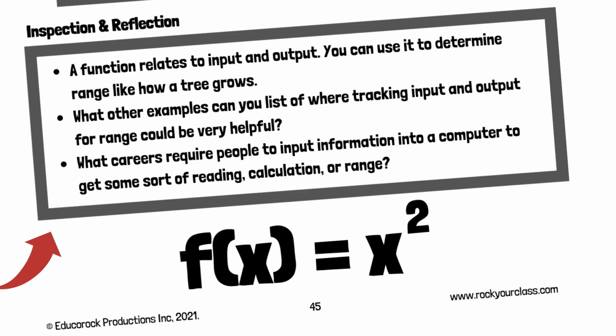A function relates to input and output. You can use it to determine range, like how a tree grows. What other examples can you list of where tracking input and output for range could be very helpful? What careers require people to input information into a computer to get some sort of reading, calculation, or range?